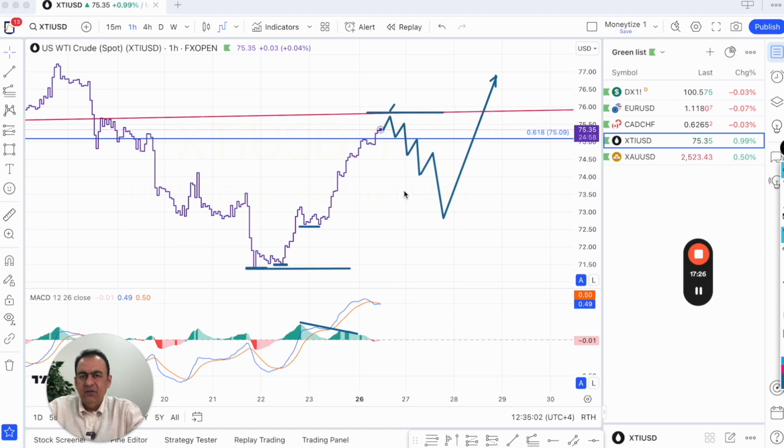The B point is imaginary, and we can expect a 50 to 61% drop, so somewhere around 72.5 to 73, and we can expect one more leg in the upward direction.